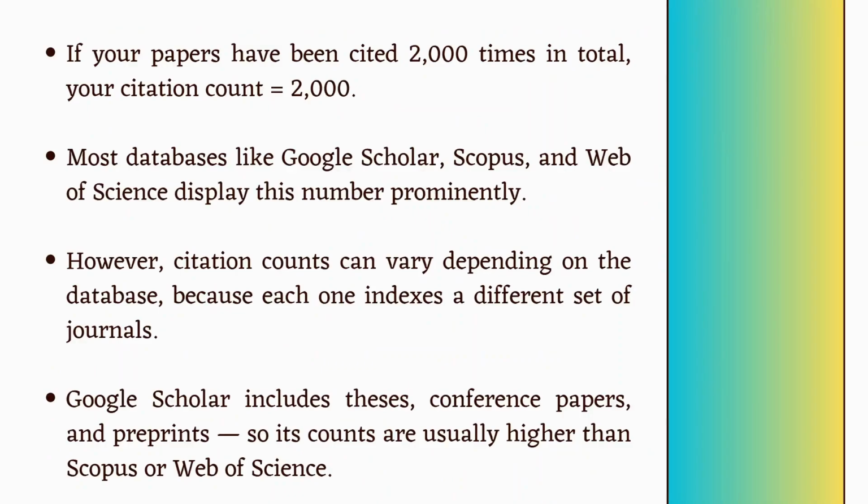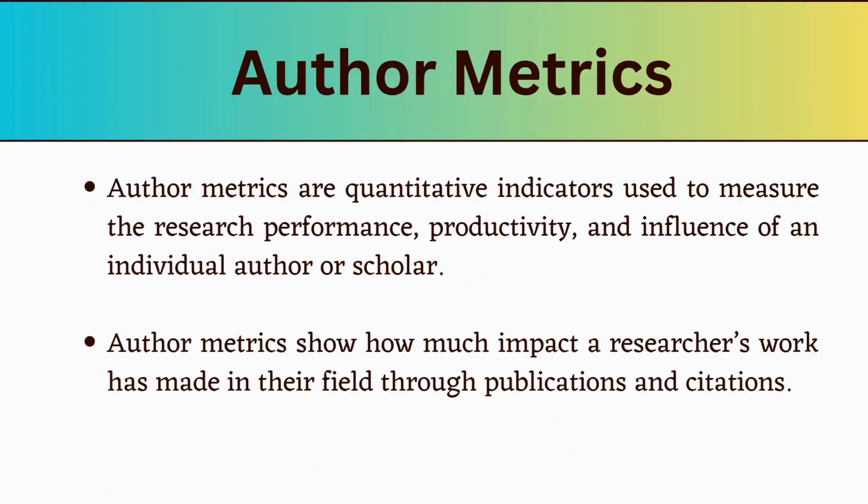If your papers have been cited 2000 times in total, that means your citation count is 2000. Most databases like Google Scholar, Scopus, and Web of Science display this number on their sites. However, citation count can vary depending on the database because each one indexes a different set of journals. For example, citations on Google Scholar will be different from Scopus, as Scopus indexes journals which are published by Elsevier. Google Scholar includes theses, conference papers, and preprints, so its counts are usually higher as compared to Scopus or Web of Science.